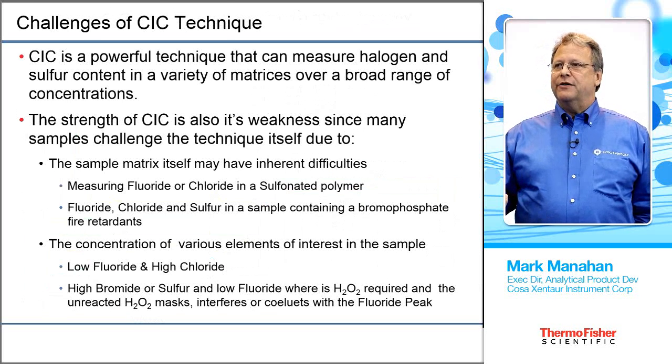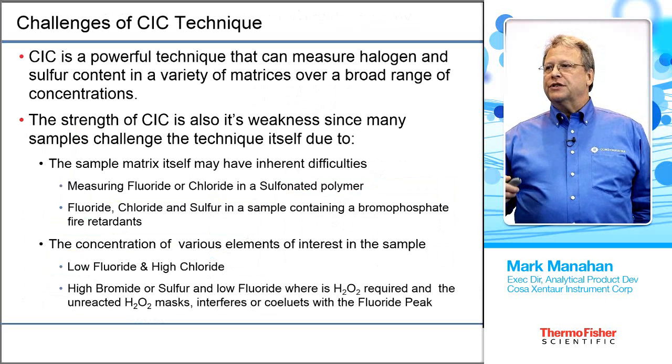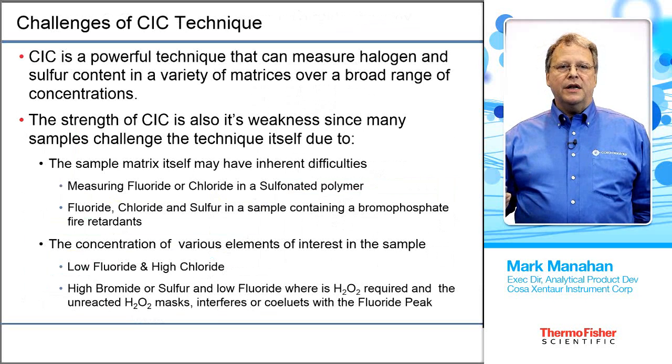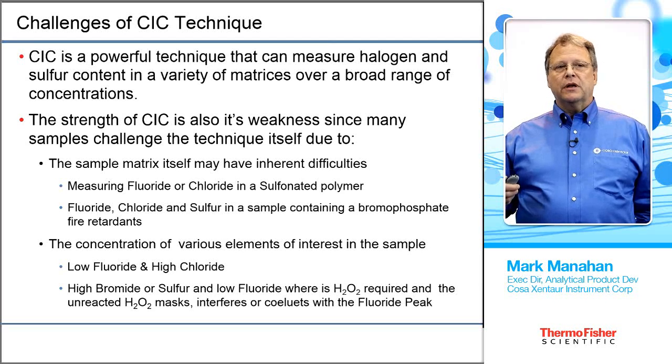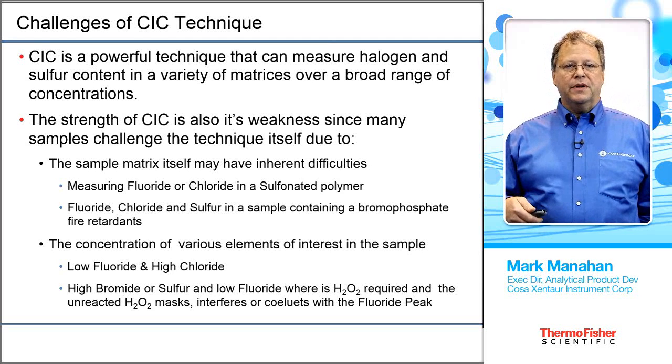Combustion IC is a powerful technique and has a variety of applications. Its strength is also its weakness. You can do halogens and sulfur in a wide variety of matrices, but sometimes those matrices provide challenges. If you're doing a low fluoride and high sulfur concentration, you need to add peroxide. The peroxide could interfere with the fluoride peak.